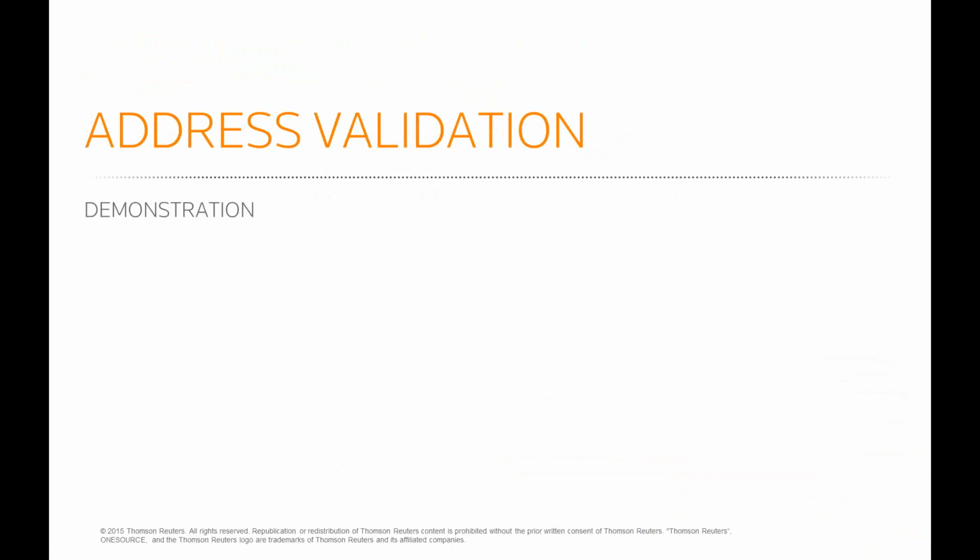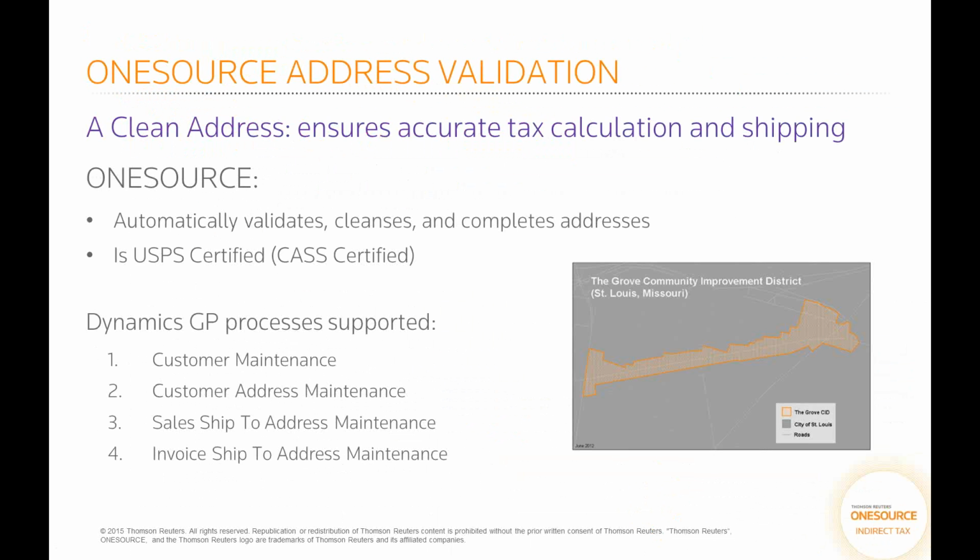So our integration for GP provides an address validation feature, and its purpose is for the accurate determination of taxes. As you know, an incomplete or inaccurate address can certainly affect tax calculations. If you only have the 5-digit zip code, if you're missing the additional 4 digits at the end, then tax calculations may not be as accurate as they could be.